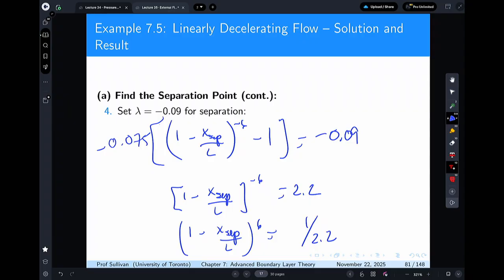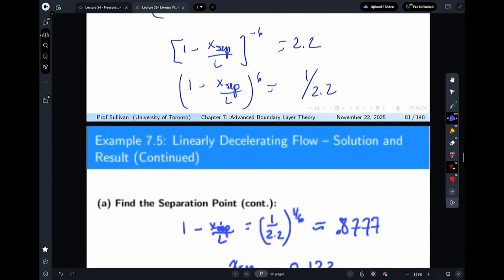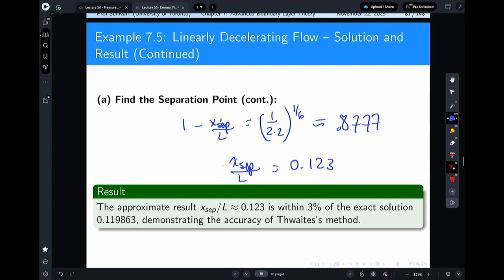All I need to solve for, it's a 6th order equation, but it's really not that bad. The only term that's really difficult is the one in there, and I'm just going to raise that to the power 6 by inverting it. Once I invert it, I then have an expression, 1 minus x separation over L, and that's 0.8777 and 0.123. Any other questions on this?